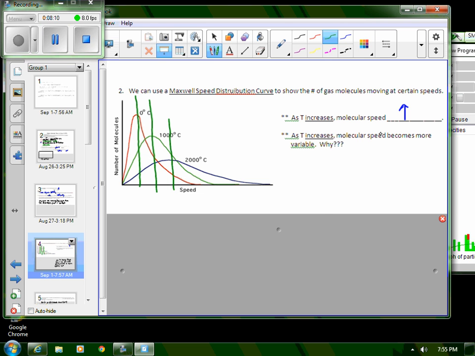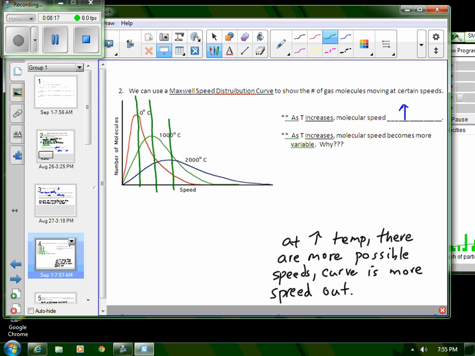So as temperature increases, molecular speed becomes more variable. That means the curve spreads out. Why is that? This is basically our general idea: at increased temperature, there are more possible speeds, so the curve is more spread out. I hope that makes sense.